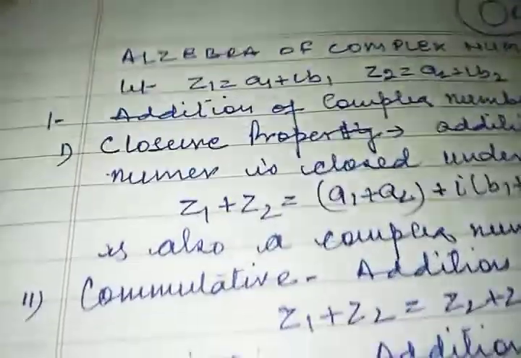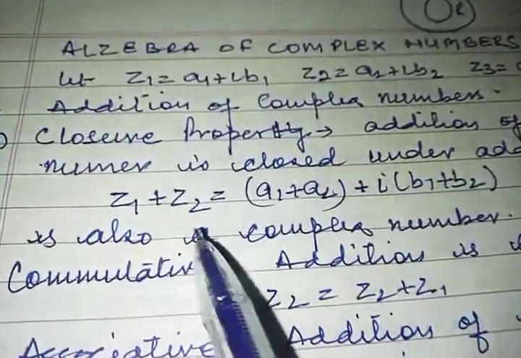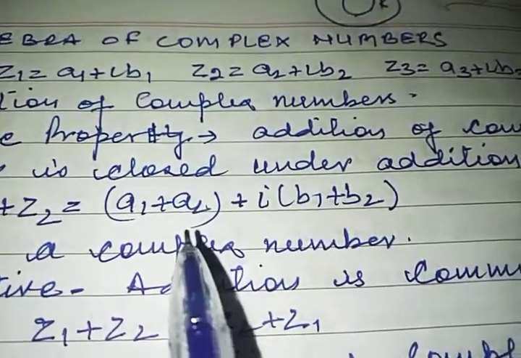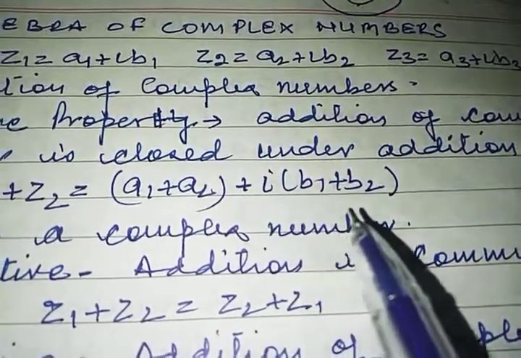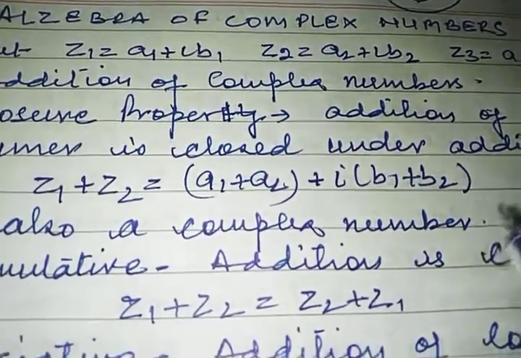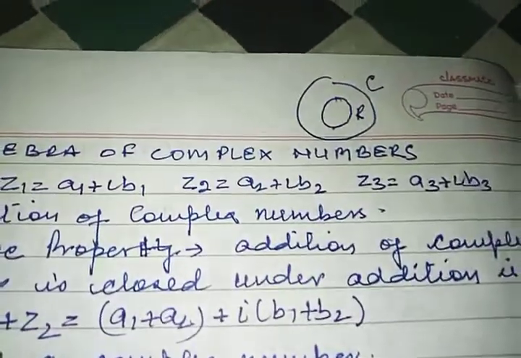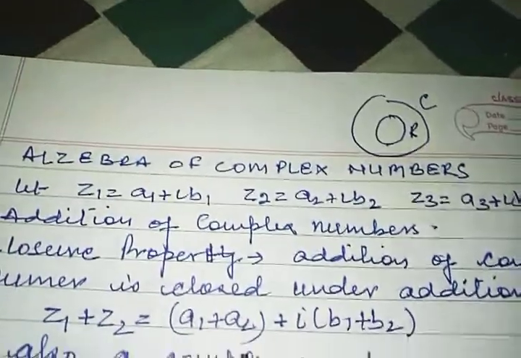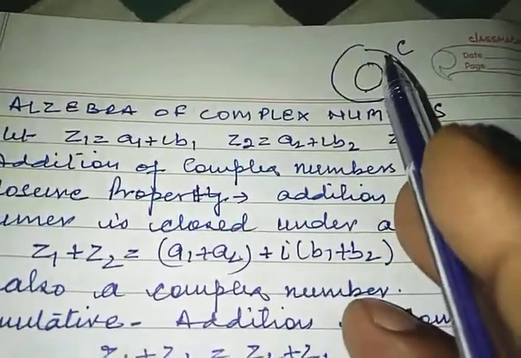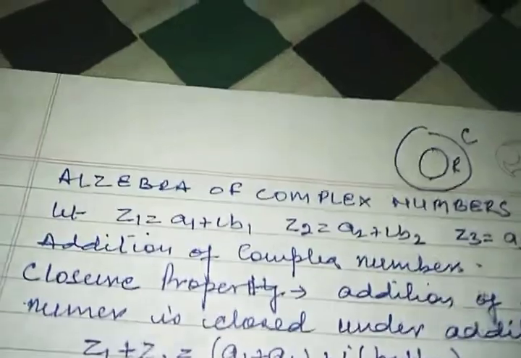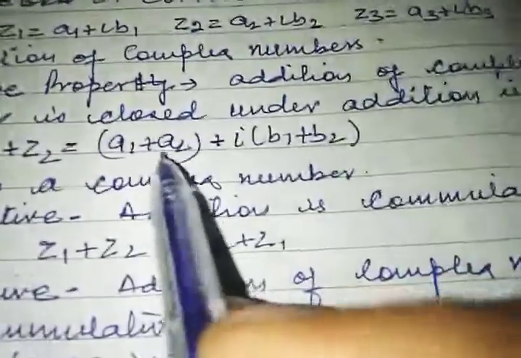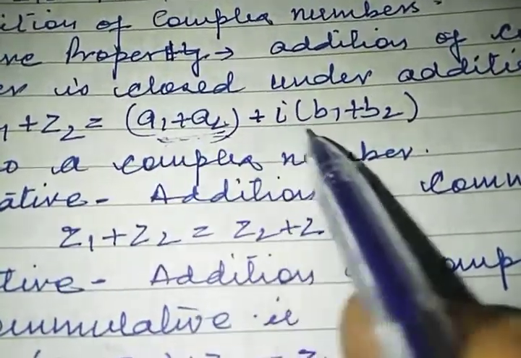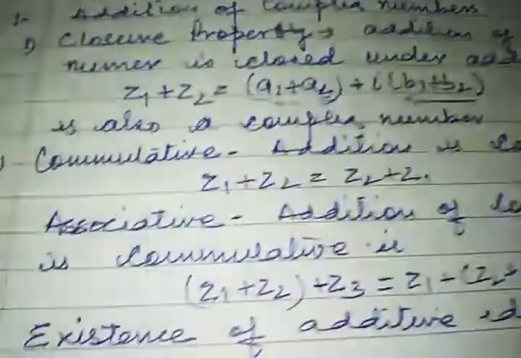So see, if I am adding z1 plus z2, that is a1 plus ib1 and a2 plus ib2, it will be a1 plus a2 plus i into b1 plus b2. So the addition of two complex numbers z1, z2 will be entirely a complex number, and so will reside in the set of complex numbers only. So this is known as the closure property. See, the addition is a complex number. This is the real part and this is your imaginary part. So this will be a complex number.